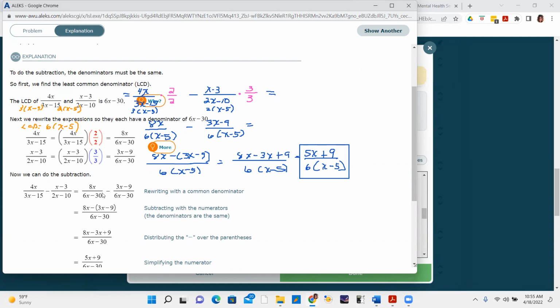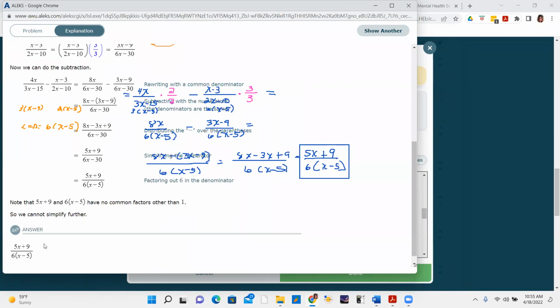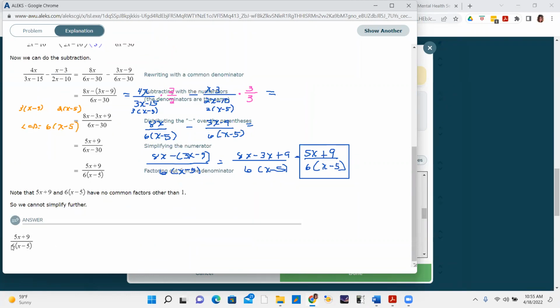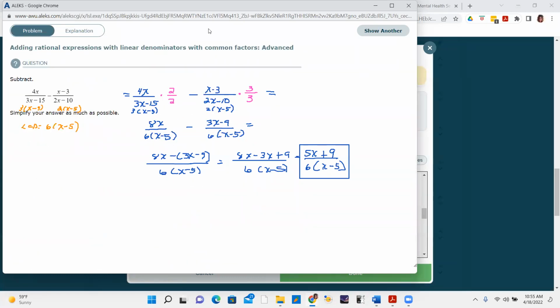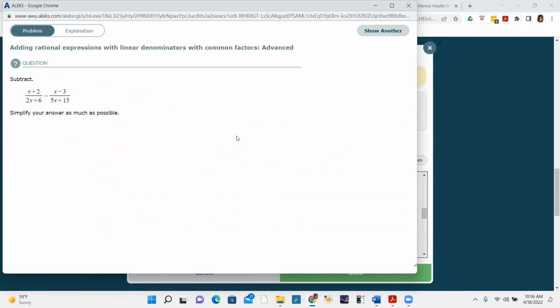So they did actually multiply that out. They did 6x minus 30. In the end, it is customary to leave things factored. So personally, I would leave things factored. And I would factor these as well. I don't know why I just started writing the way it was. Okay. So try one of these.